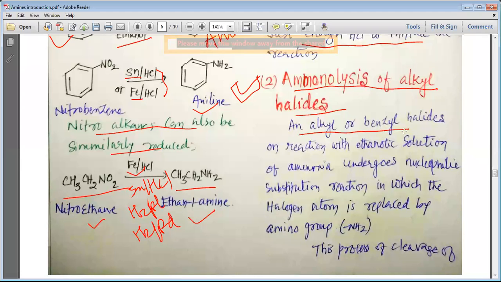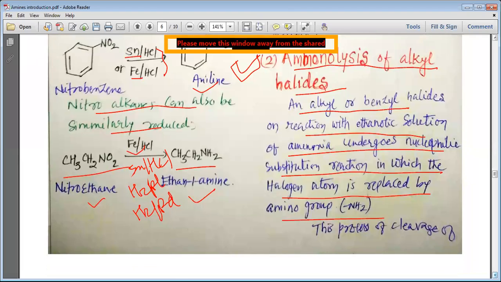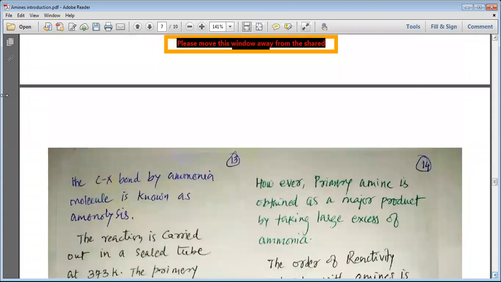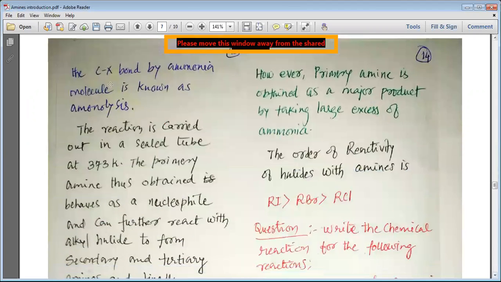An alkyl halide or benzyl halide, on reaction with an ethanolic solution of ammonia, undergoes a nucleophilic substitution reaction in which the halogen atom is replaced by the amino group. This process of cleavage of the carbon-halogen bond, that is the C-X bond, by the ammonia molecule is known as ammonolysis.